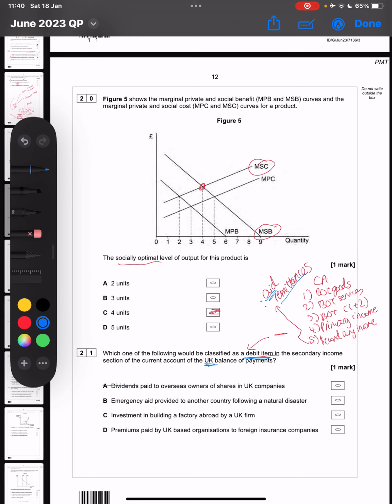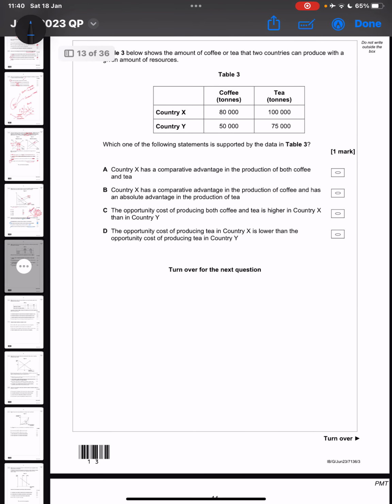Dividends is earned money. Emergency aid provided to another country, that's it. The money is leaving the UK and going to the other country. The other country is receiving that income, but it's not earned income. Investment, building a factory, would be in the financial account. Premiums paid by UK-based organisations to foreign insurance companies looks like earned income for the foreign companies. That would be the primary income, I think.